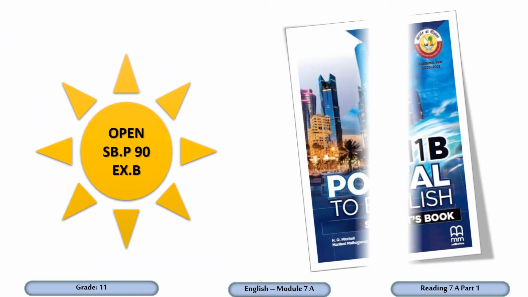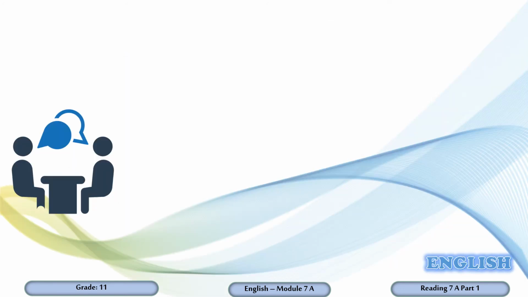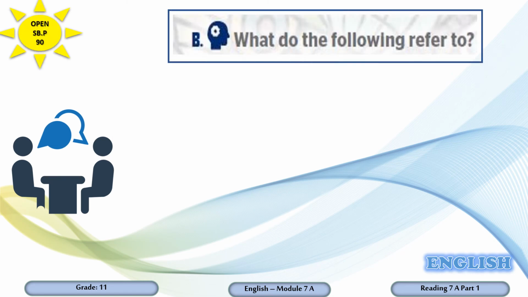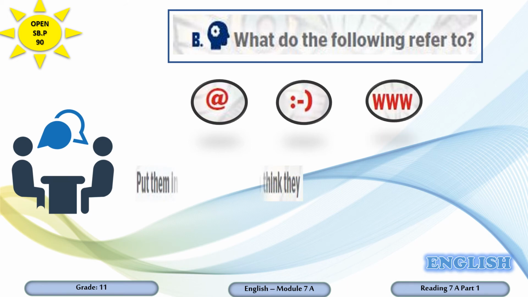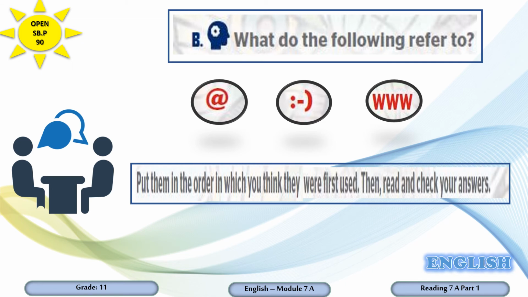Dear students, please open your student's book, page 90, exercise B. Exercise B, what do you think these icons refer to? In order to get the answers, you need to read the text again. Please put them in the order which you think they were first used. Then read and check your answers. Dear students, refer to the text and then let's come to the next slide for the answers and details.